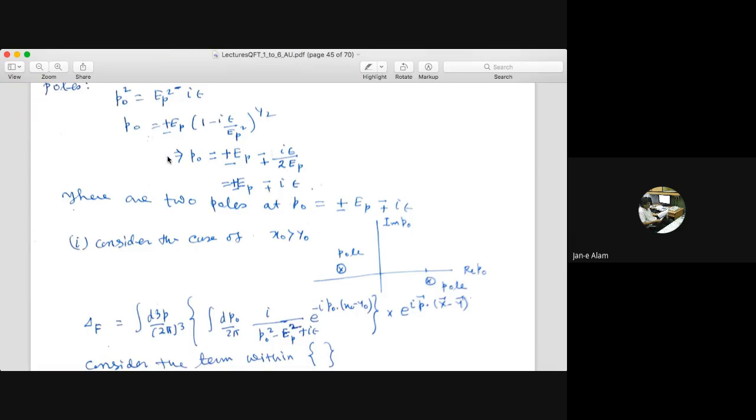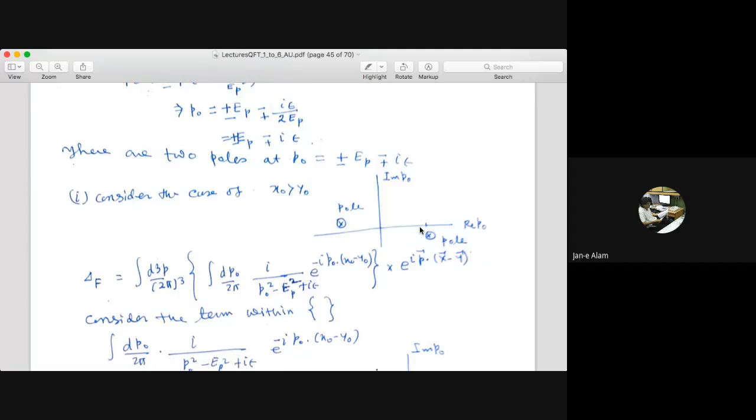And if you take the square root, then you will see that the poles are at plus E_p minus i epsilon, and the other pole is at minus E_p plus some small quantity proportional to epsilon. So you have a pole just above the negative real axis, and the other pole just below the positive real axis in the real p0, imaginary p0 plane, the complex p0 plane.